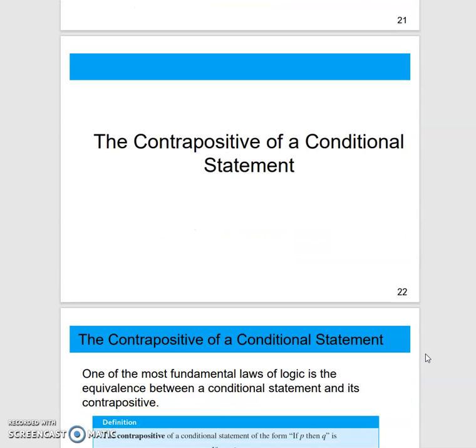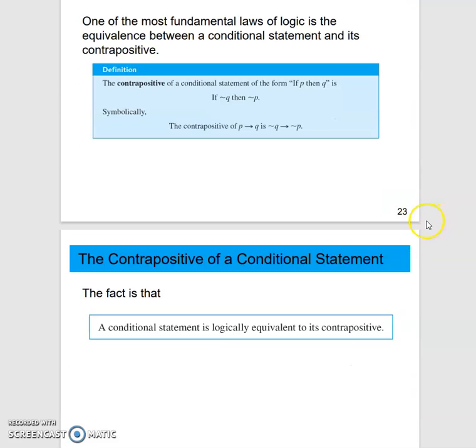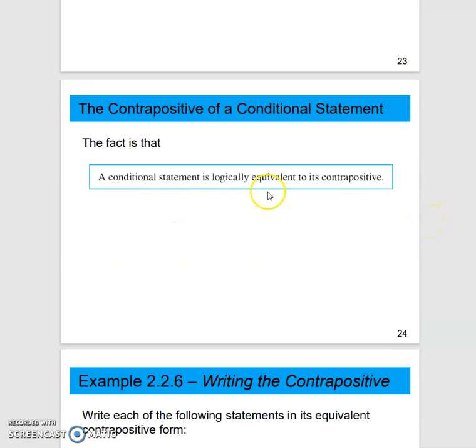All right, let's look at something called the contrapositive, and specifically for a conditional. So again, our initial conditional is if P then Q. The contrapositive is if not P, then not Q. So they're both nots, but they're also in the opposite order. And again, we call that the contrapositive. And one thing we want to remember is a conditional is logically equivalent to its contrapositive. That is always true.